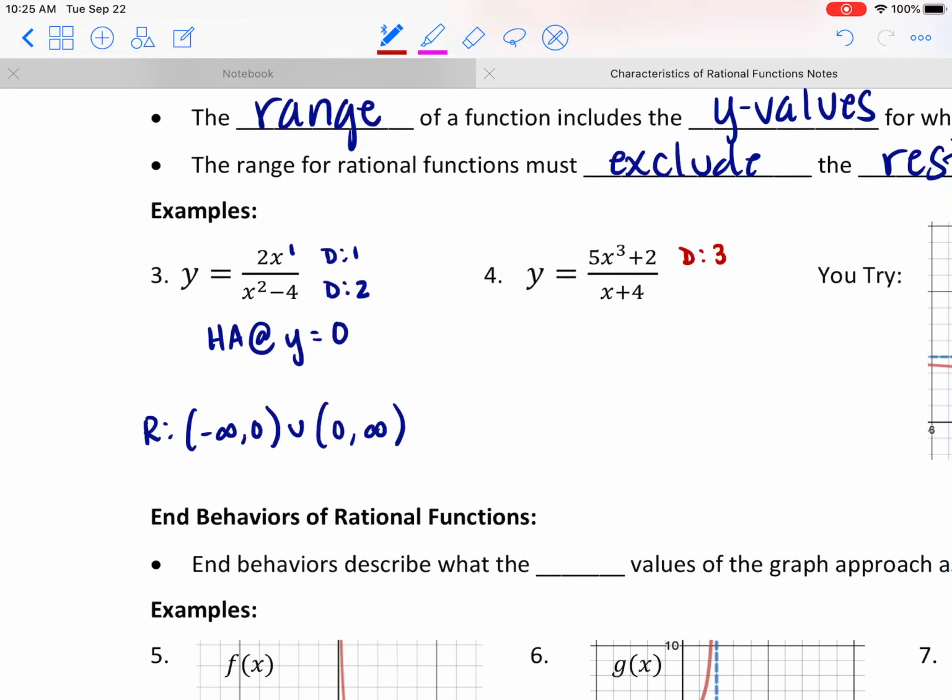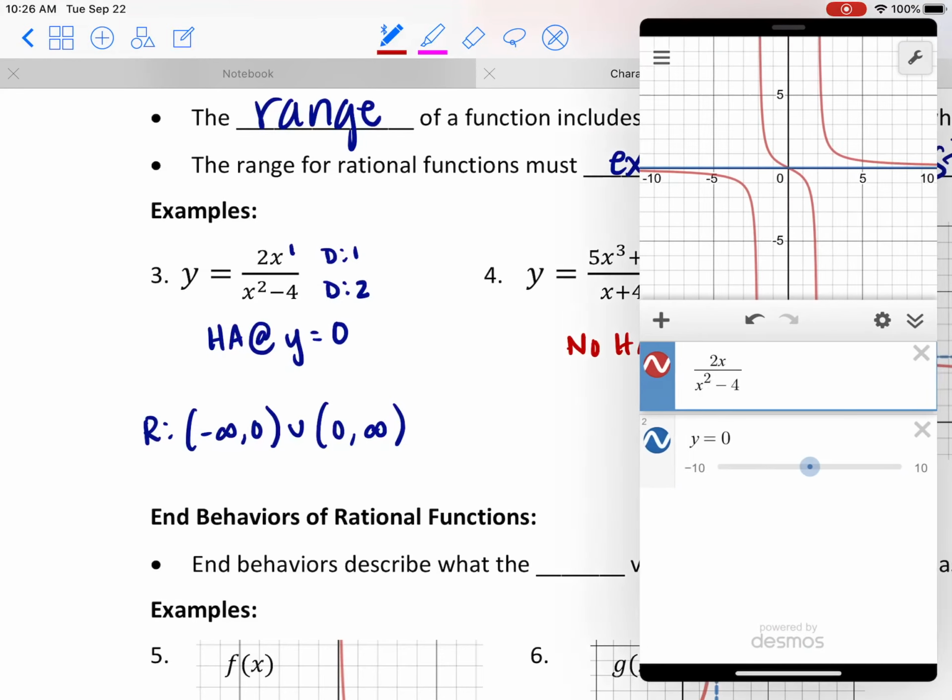The degree of the numerator this time is 3, and the degree of the denominator is 1. What happens when the degree of the numerator is bigger than the degree of the denominator? Well, if it was exactly 1 more, we could be looking for an oblique asymptote, but this is 2 more. So this is not going to have a horizontal asymptote or an oblique. There is no horizontal asymptote here.